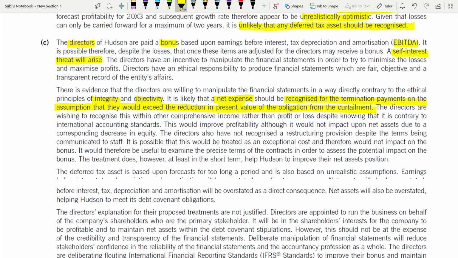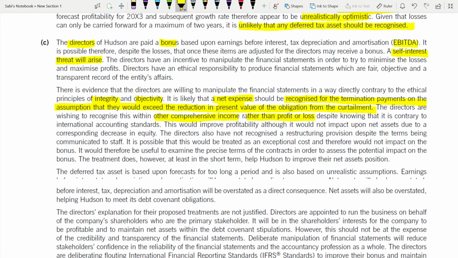So the directors are wishing to recognize this where? Where is this net expense recognized? Within other comprehensive income rather than P&L, despite knowing that it is contrary to International Accounting Standards. Net expense, right? Where should it be recognized? In P&L. But where are they putting it? Under other comprehensive income. But they're recognizing it under other comprehensive income so that their profits go up. Even though if you record the net expense under P&L, your profit will go down. It's a net expense, right? But if you put it in other comprehensive income, your profit and loss account looks bigger because the net expense is hidden under other comprehensive income. So are you understanding the effect? And this is not correct. This is against IAS. They know it. They are very well aware of it.